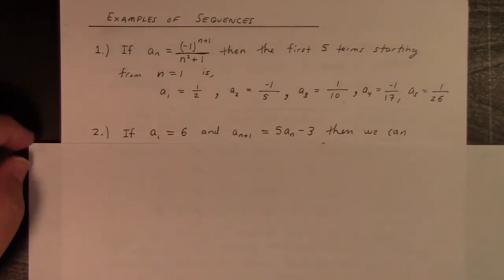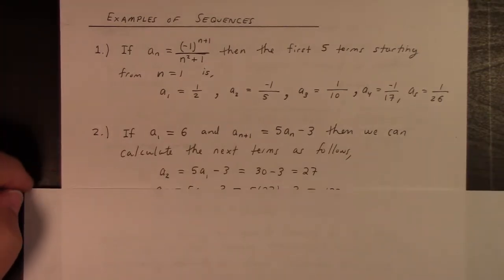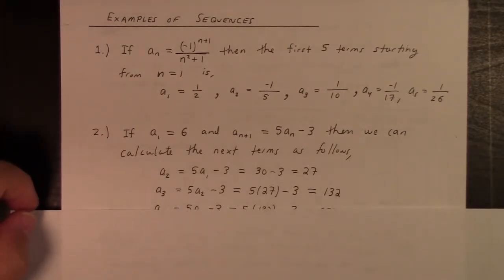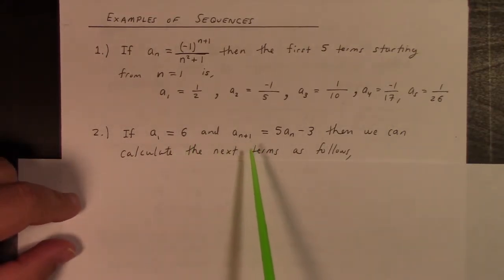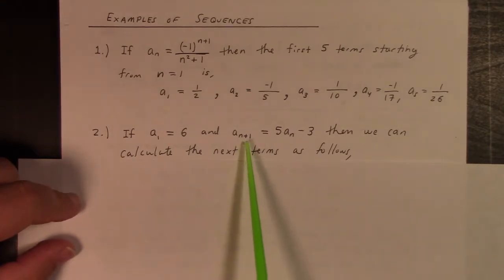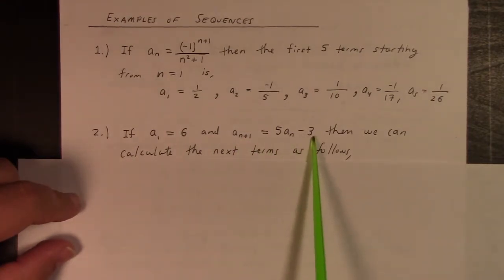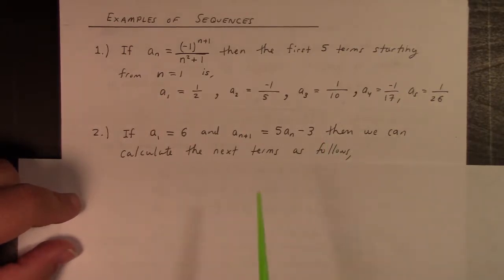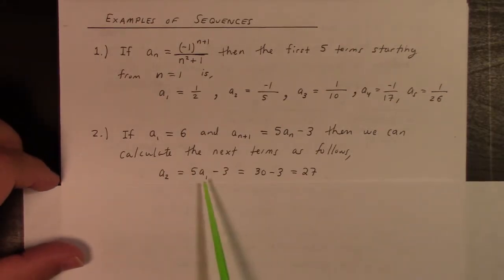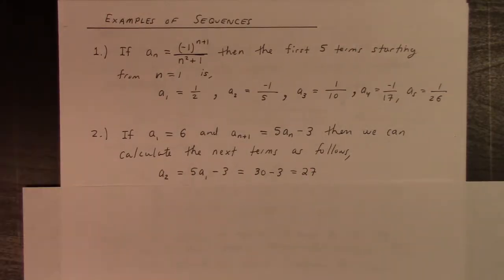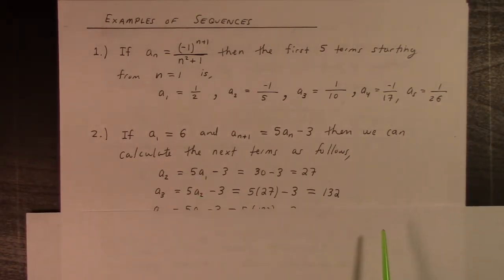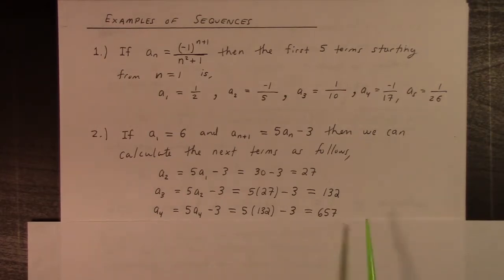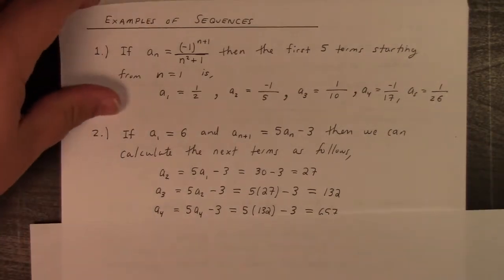Here's another one. Sometimes we define a sequence by a formula. Sometimes we can define it recursively. That's what I do here. So here we have a1 is 6, and then the rule is that the n plus 1th term in the sequence is given by 5 times the nth term minus 3. And so, having the first one, we can calculate the next, and then the next. So 5a1 minus 3 would be 27, and then a3 would be 5a2 minus 3, which would be 132, and then we get 657. Alright, and so forth.